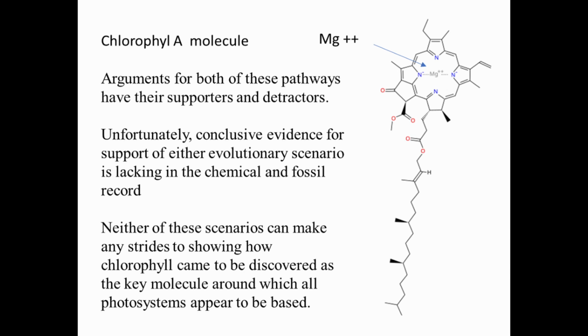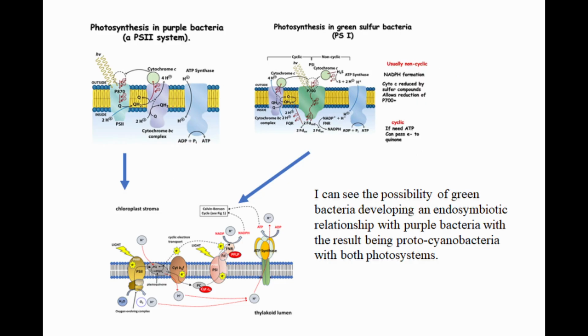Neither of these scenarios can make any strides to showing how chlorophyll came to be used by life as the key molecule around which all photosystems appear to be based. In my own thinking, I can see the possibility of green bacteria developing an endosymbiotic relationship with purple bacteria, with the result being proto-cyanobacteria with both photosystems.